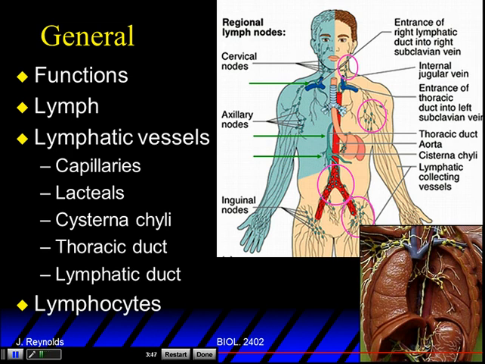Okay, so anyway, lymph. Lymph is almost identical to plasma. It has fewer proteins in it. Remember, a big chunk of plasma is plasma proteins. You don't have that many proteins in lymph.